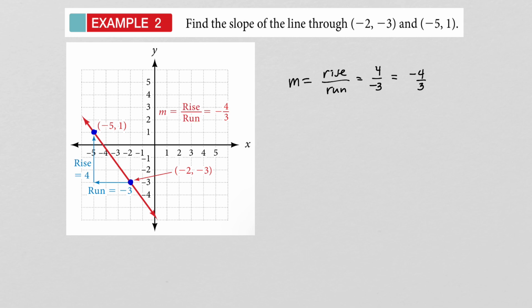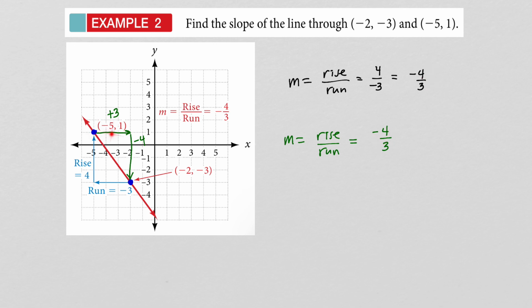But we also could have described the slope by moving in the other direction. So if we start at this point, we're going to go to the right 3 units, and then we're going to go down 4 units. So to the right 3 would be +3, and down 4 would be -4. And in that case, the slope, which is still defined to be the rise divided by the run, would be -4 divided by +3, which of course is the same as what we got up here.